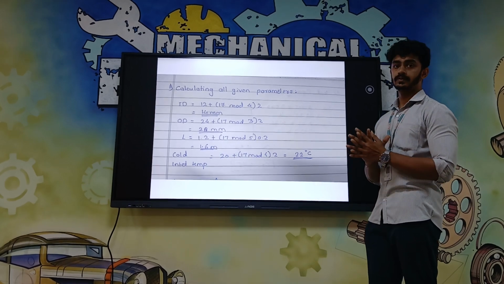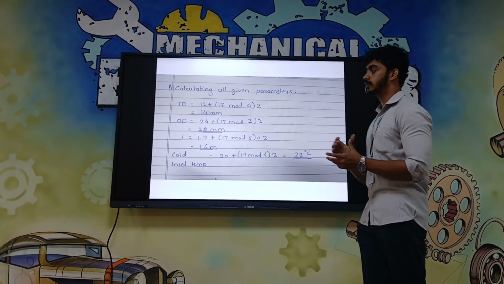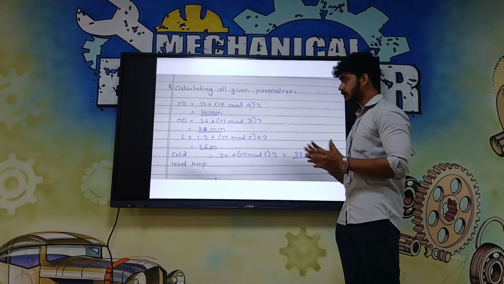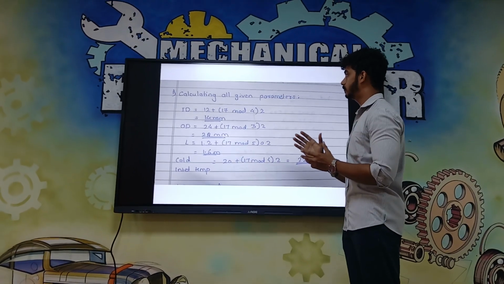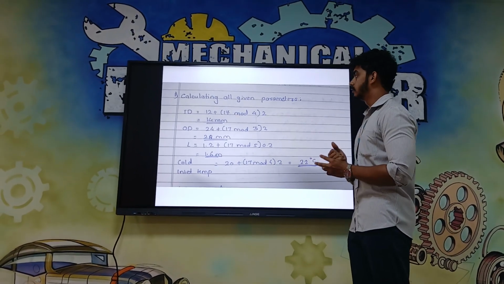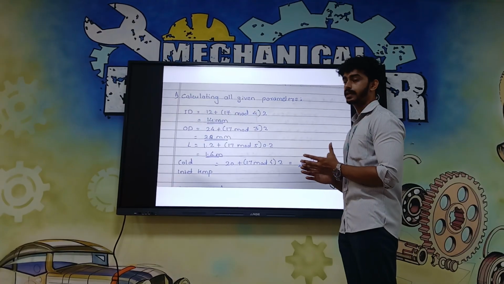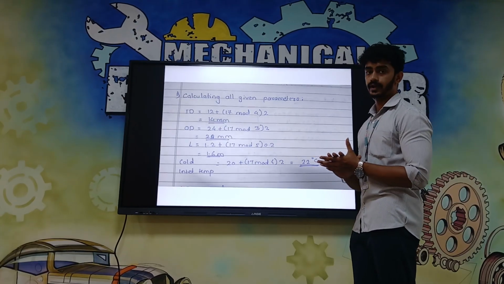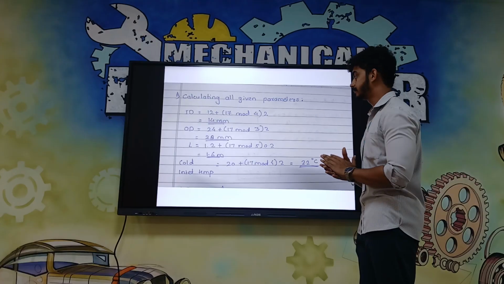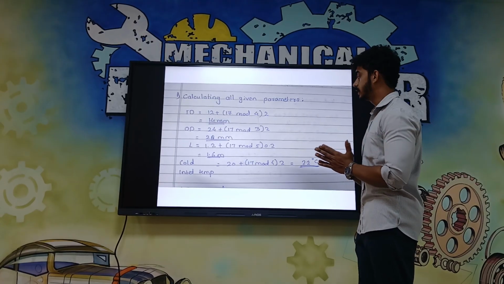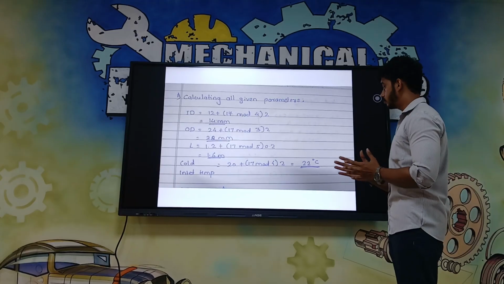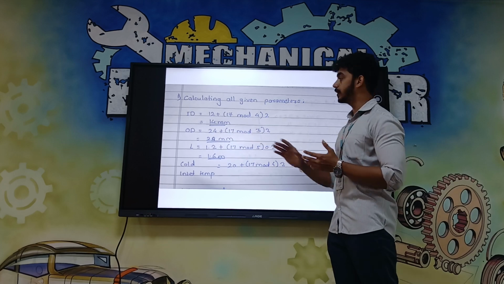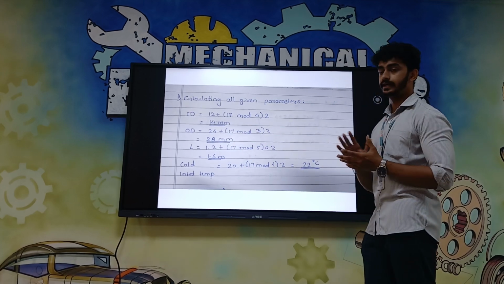We first have to find some critical parameters: inner diameter, outer diameter, length, and cold inlet temperature. For inner diameter, it is 12 plus 17 mod 4 into 2, that becomes 14 mm. For outer diameter, it is 24 plus 17 mod 3 into 2, that becomes 28 mm. For the length, it is 1.2 plus 17 mod 5 into 0.2, that becomes 1.6 meter. For cold inlet temperature, it is 20 plus 17 mod 4 into 2. These parameters have already been given, and we just have to consider them.